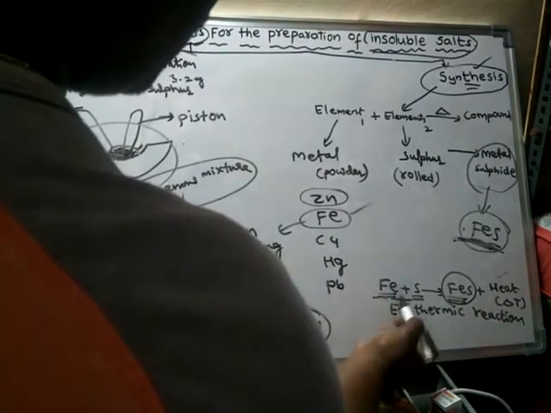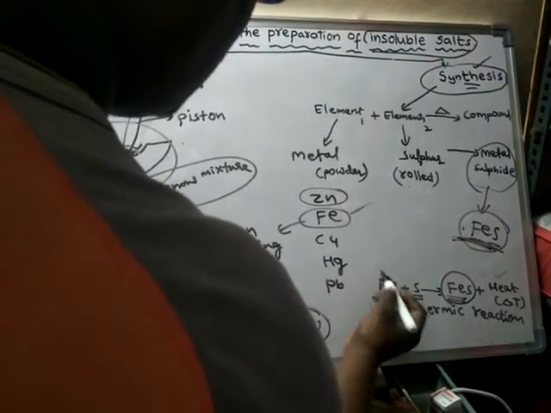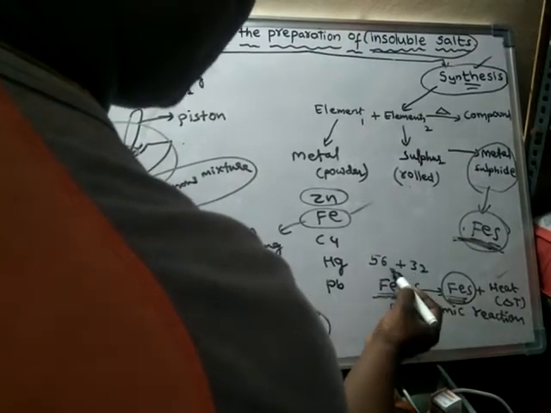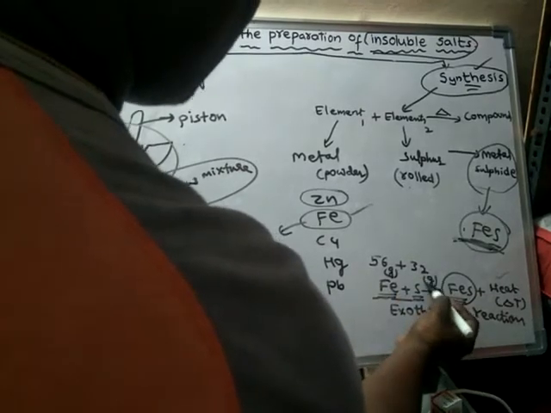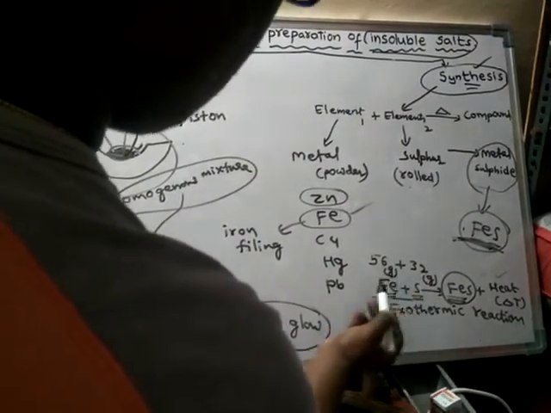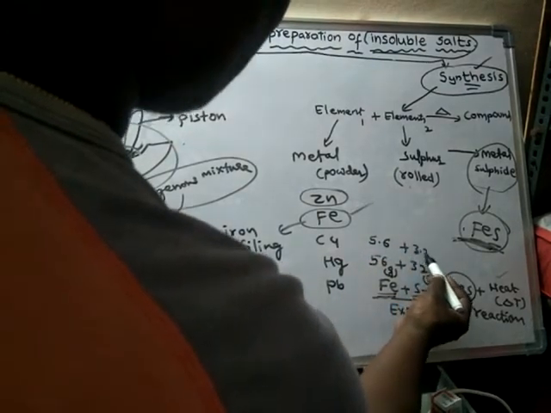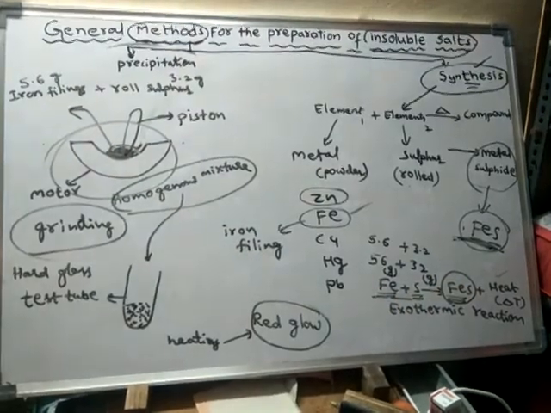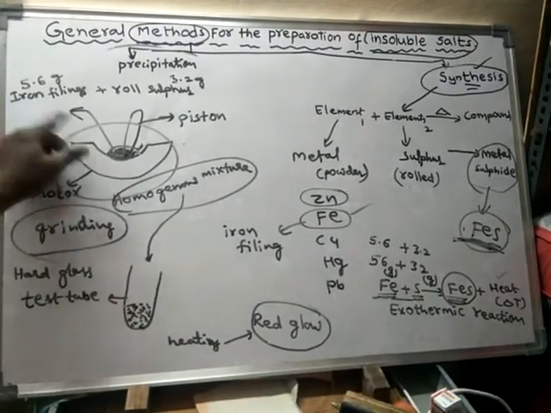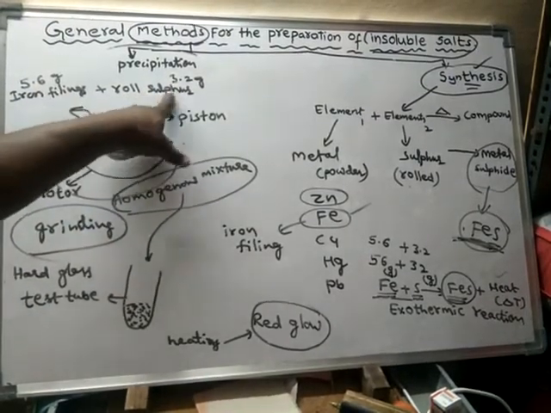What is the atomic mass of iron? It is 56. Atomic mass of sulfur is 32. If you take 56 grams of iron and 32 grams of sulfur, it will become a very large quantity. Hence, don't take 56 and 32. Simply take 5.6 and 3.2 grams of these two. We have to take these substances in very small amounts, not large amounts. So 5.6 grams of iron filings and 3.2 grams of sulfur are taken.